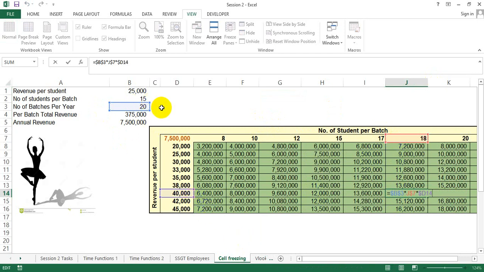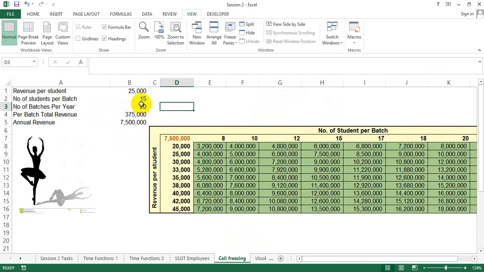We could now also make a sensitivity scroll bar to change the number of batches per year. For that, please check out the next video.